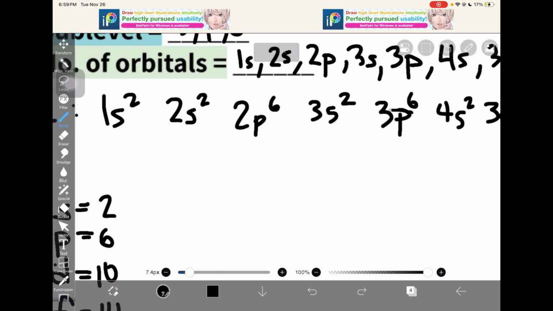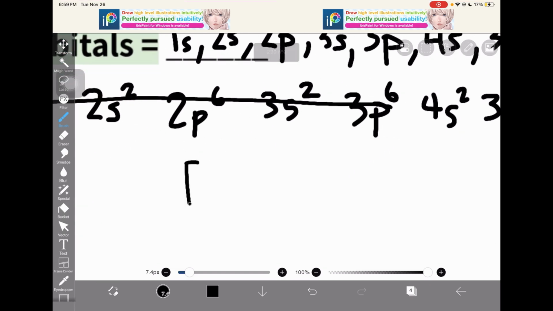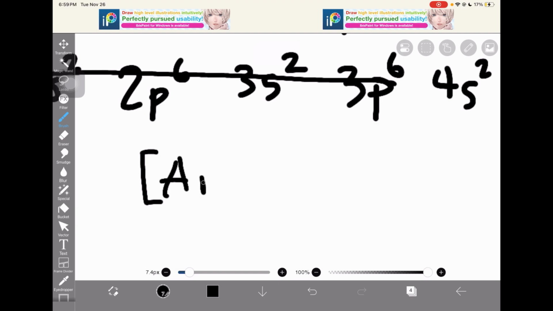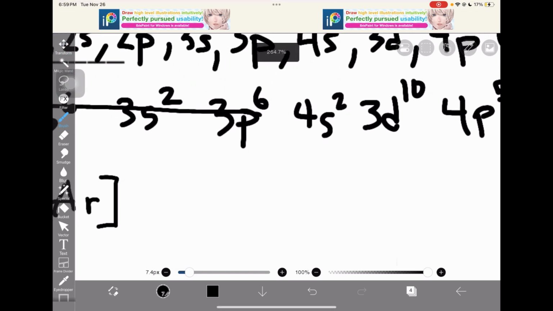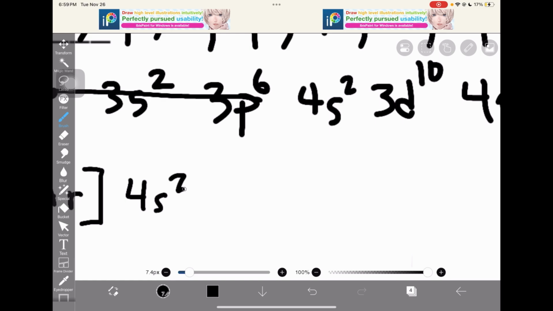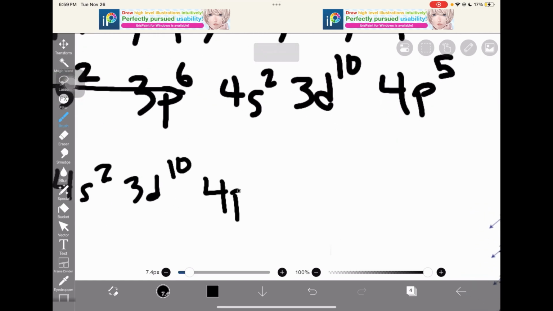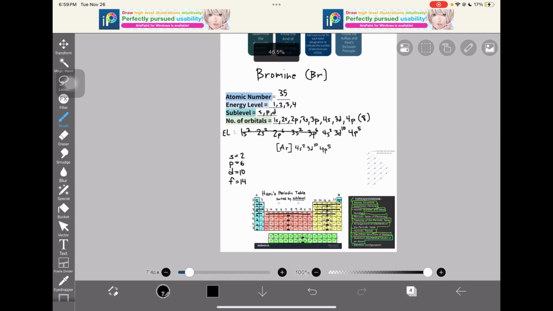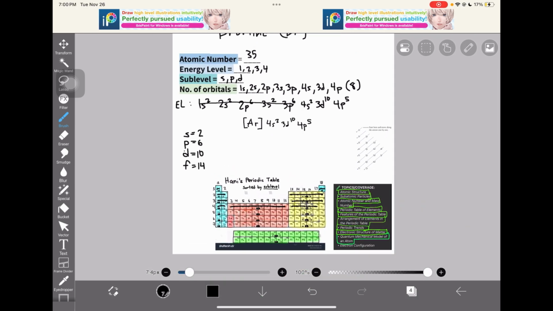So we can actually just cross out all of this and just put these brackets Ar, then just copy the rest. 4s2, 3d10, and 4p5. And there you have it. I gave an example for all of it, including how to shorten it using the noble gases. And with that, I just need to clarify a few things.